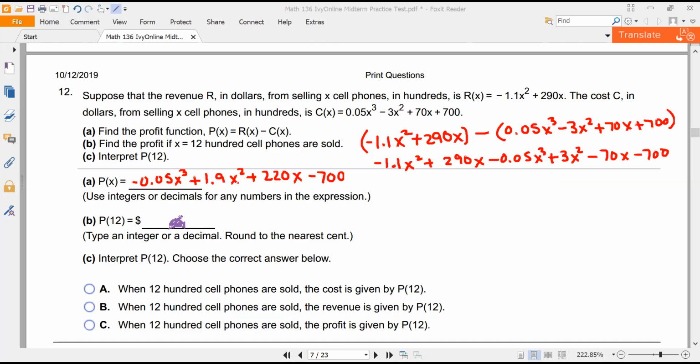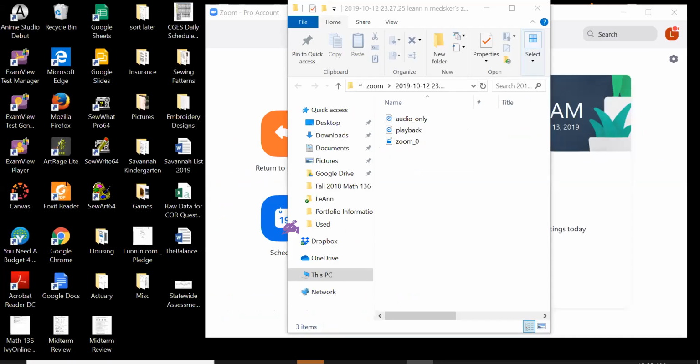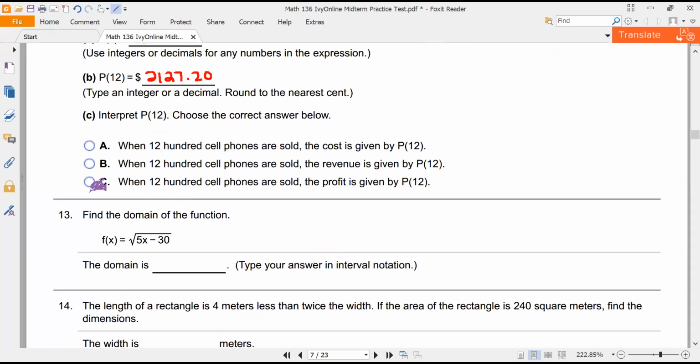They ask us to round that to the nearest cent, so you actually do need to add a 0 because nearest cent means the hundredths place. So that's a 0 since it's not there. Now interpret P of 12. Choose the correct answer below. So this says when 12 cell phones are sold, the cost is given by P of 12, the revenue or the profit. Well, this was the profit function, so the answer to that is C. There we go.